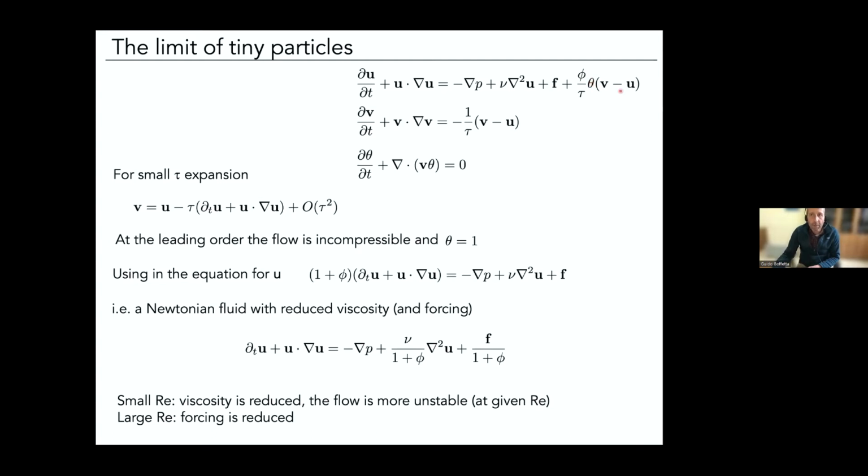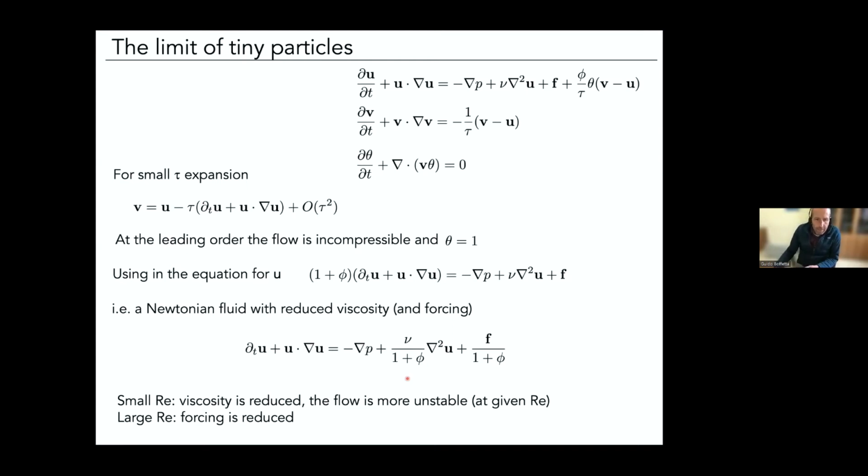And so if you replace in the first equation this expression for V, we end up with a single equation, which is a Navier-Stokes equation with a reduced viscosity and forcing. Okay? So what does it mean? It means that in general, if you consider a flow at small Reynolds number in the presence of particles, the presence of particles simply reduces the viscosity because it increases the density. And so in general, we expect that at a fixed Reynolds number, the flow becomes more unstable.